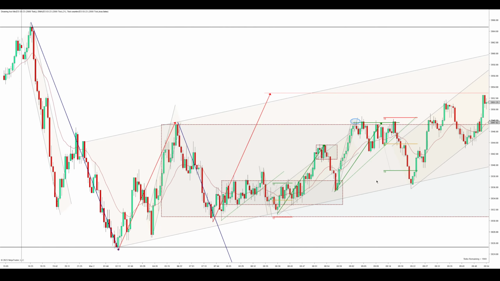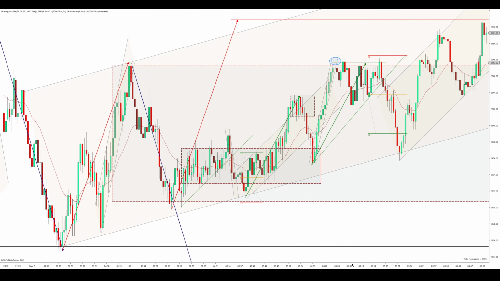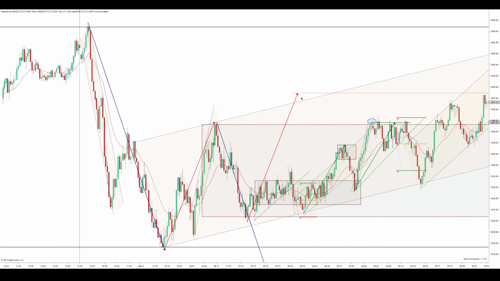And so we get up there, we're near this high, we're bouncing off that high, and we're trying to reach this bigger measured move, because when you have a measured move in play, price will try to reach it.